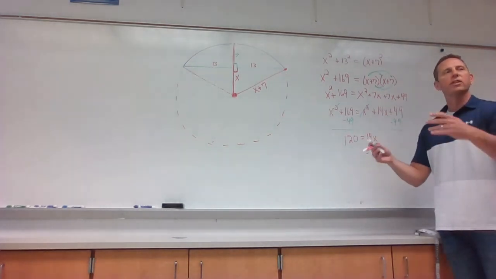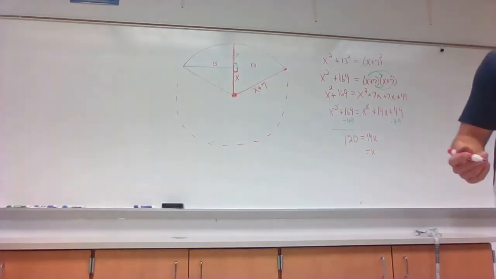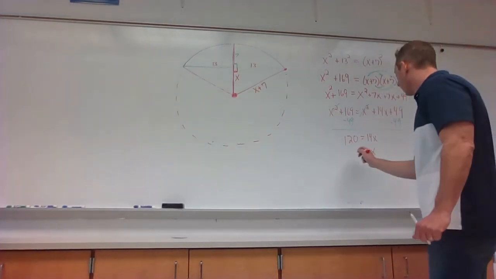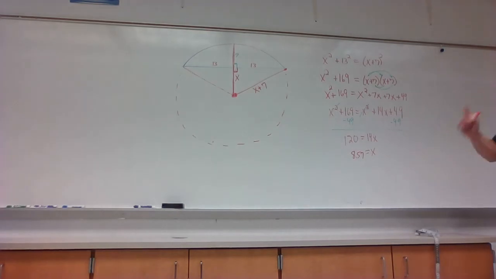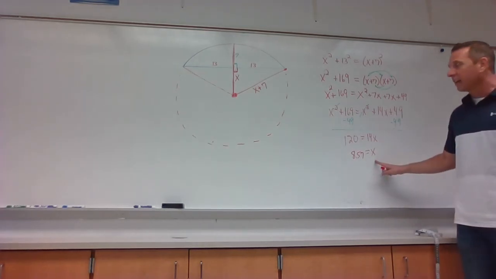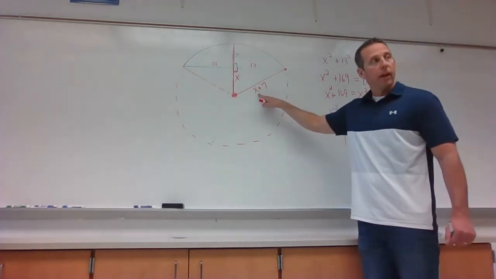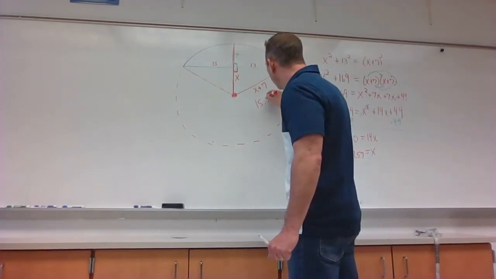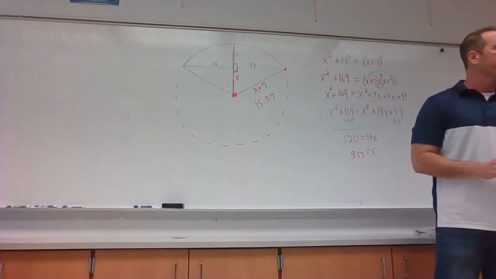If you guys want to see the final result, give me an answer. What do you get? 8.57. Thank you. Now, that's not the length of the radius. What is it? 8.57 plus x. What's the length of the radius? 7. 8.57 plus 7. So 15.57 is the length of the radius.